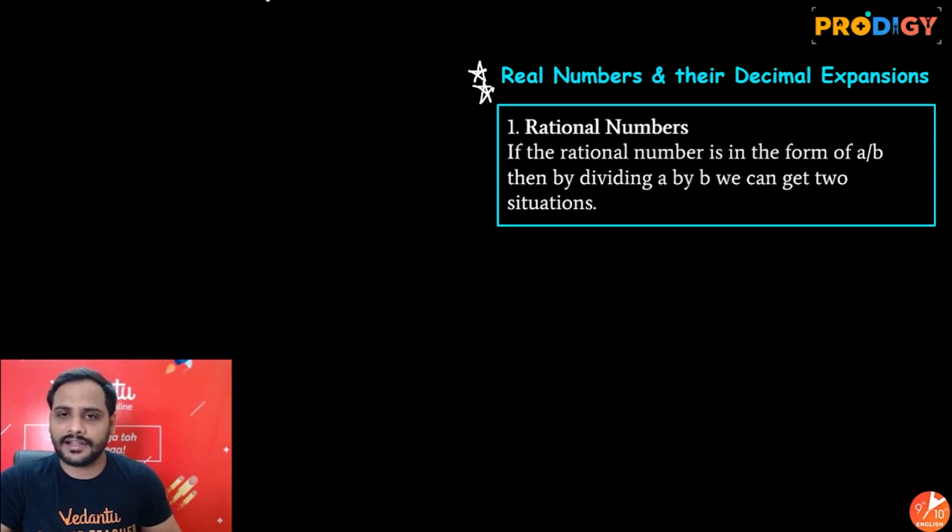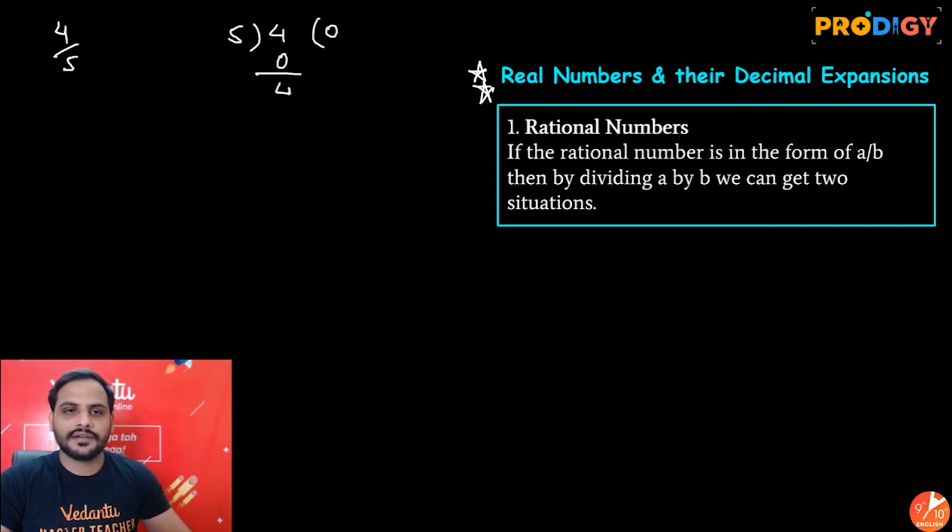A rational number is in the form of P by Q or A by B, where we divide A by B. When we divide A by B, we generally get two situations. What are those two situations? The first situation is, let's say, 4 divided by 5. If I divide 4 by 5, 5 zeros, it is not dividing. Remainder 5, put decimal, 5 8s are 40. So in the division, you got remainder 0.